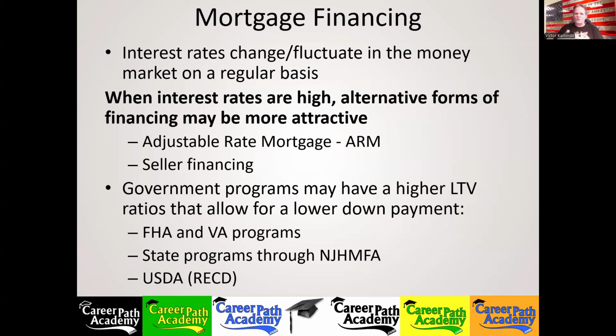Those local lenders will give those loans, and the NJHMFA will insure those loans, just like the FHA. So what does that mean? They insure the lender against loss. So in the event the borrower defaults in making their payments, the FHA or the NJHMFA will step in and foreclose and pay off the balance of what's owed.